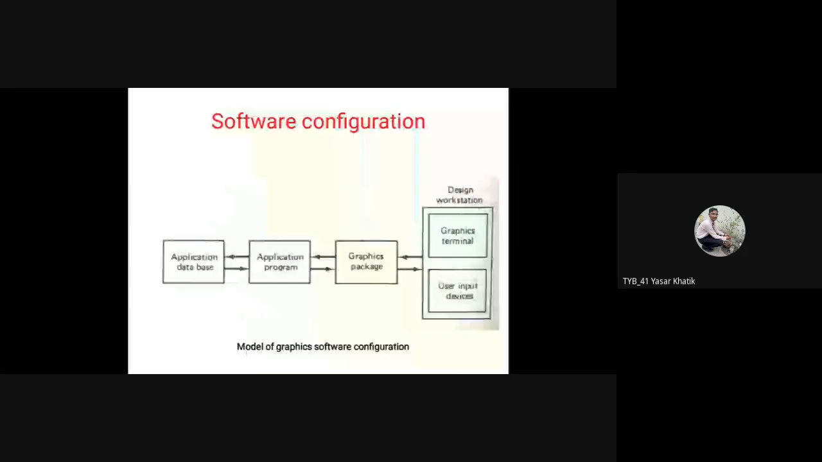So next part, we have seen the software configuration, how our CAD/CAM software will run with the help of the other parameters. The important parameters are the database, the application program, and the graphics package. In that graphics package or graphics terminal, we have to use one kernel system for running that particular software. So this is the general flow diagram of the software configuration.